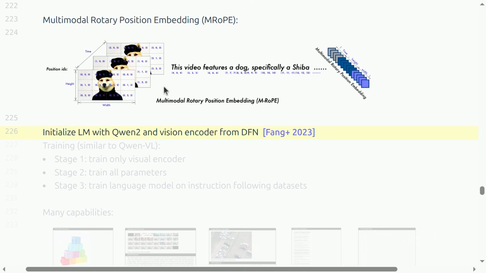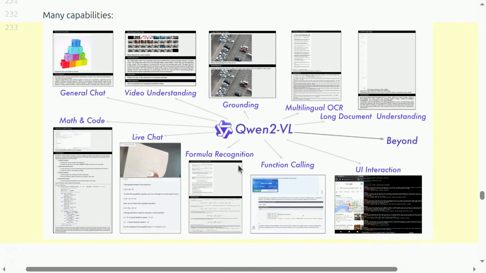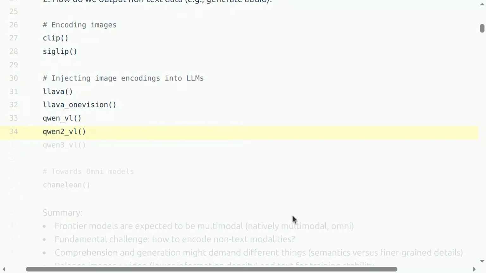Okay, so they initialize the language model with Qwen, since this is the Qwen-VL model. And then they have 3 stages of training, which is very similar to what we did before. And then they were able to show a bunch of different capabilities, some video understanding. It can do math and code, function calling, and so on and so forth. Okay, so quickly I'll talk about Qwen3.